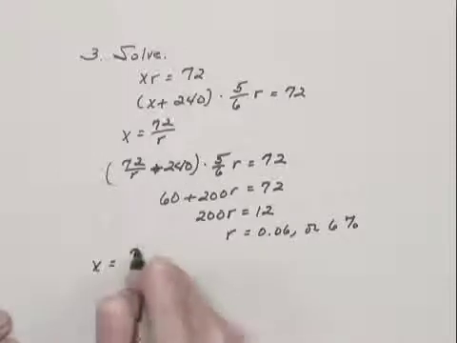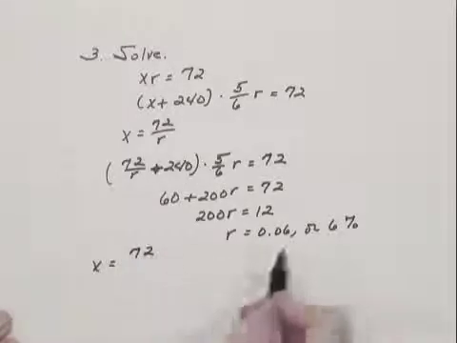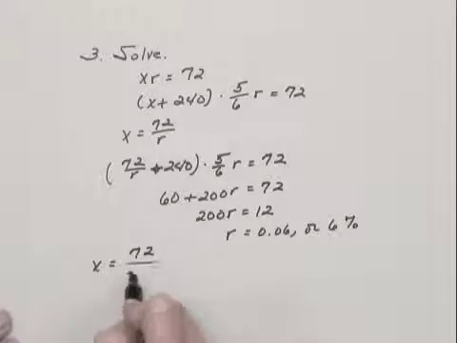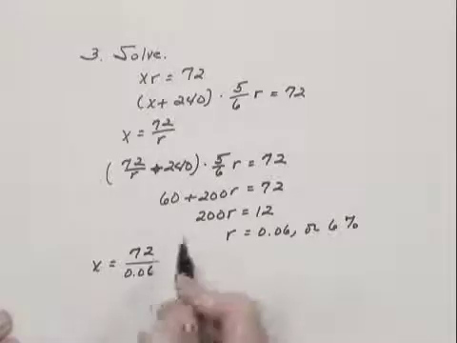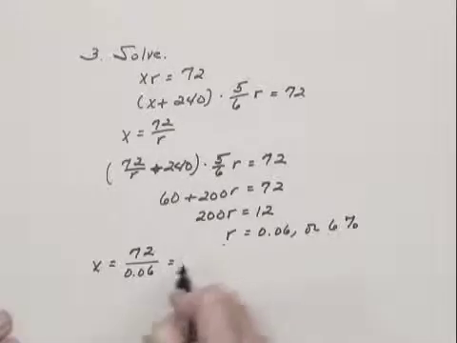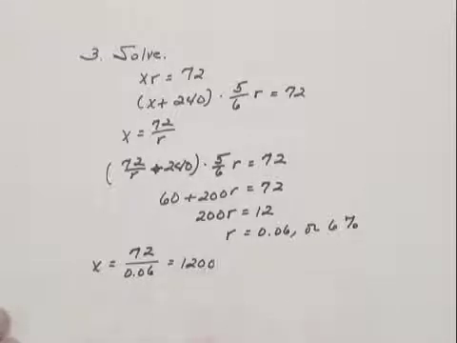Now let's use this equation to find x, the amount that was invested. X is equal to 72 over r, and I'm going to express r in decimal notation to do this. 72 divided by 0.06, and when I do that computation, I get that x is equal to 1,200. So the numbers that we're getting are that Peggy Ann invested $1,200 at 6% interest, and let's check that.